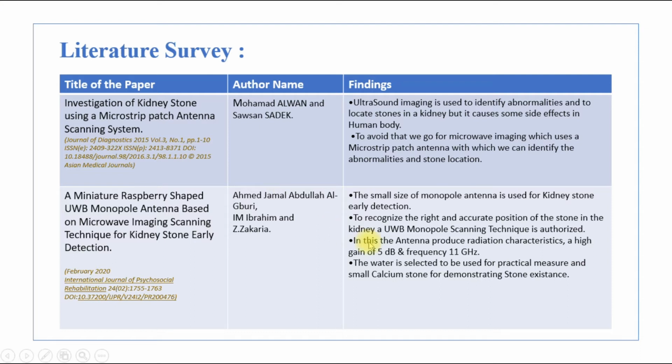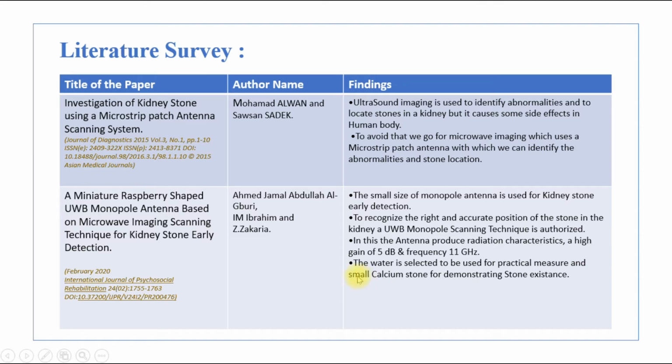In the second paper also they are using a monopole antenna. A new monopole antenna design is used, with a frequency range of 11 gigahertz, and their antenna got a gain of 5 dB. For testing, they are creating a kidney which consists of water and a small calcium stone. So instead of a kidney, they are creating an artificial material and going for identification of kidney stone using this setup only. Here also they are not testing it on a human.